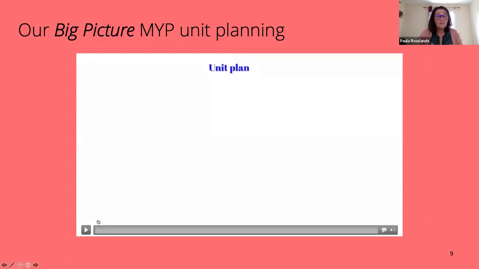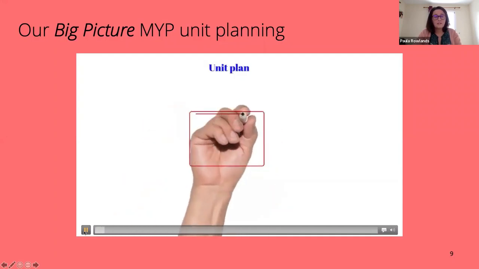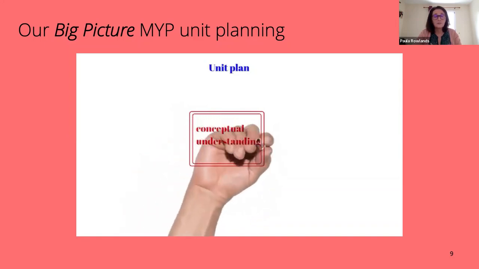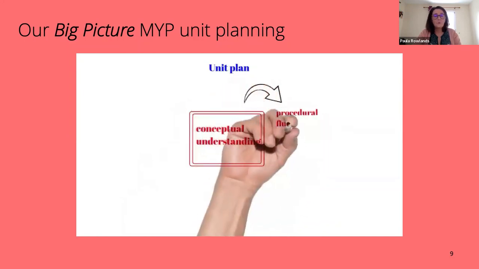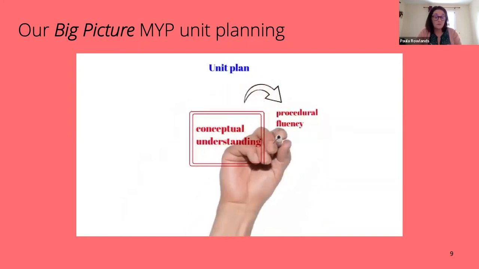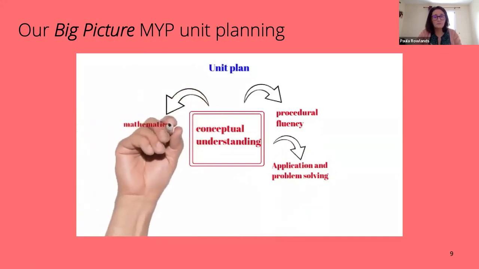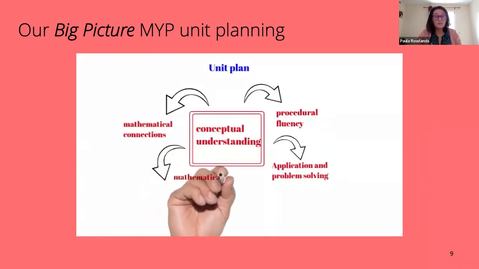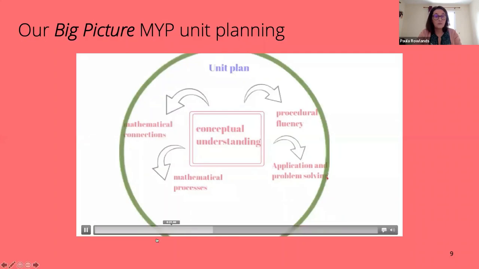So our first point of planning, when we're sitting down and thinking of a unit, is always the concepts: the mathematical concepts, the related concepts, and the key concept. And after that, we think, well, what procedural fluency do we want to promote with the students? Do we want to look at applying their skills, or are we focusing on problem solving? What mathematical connections do we want to make with this unit? And what mathematical processes are we going to focus on?